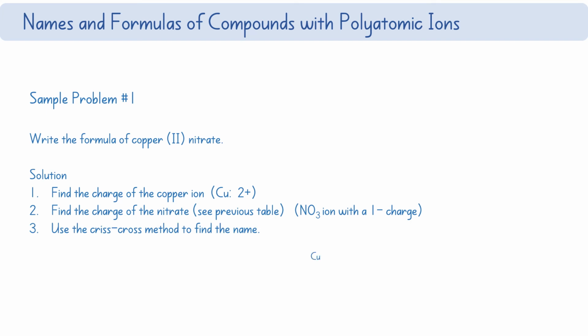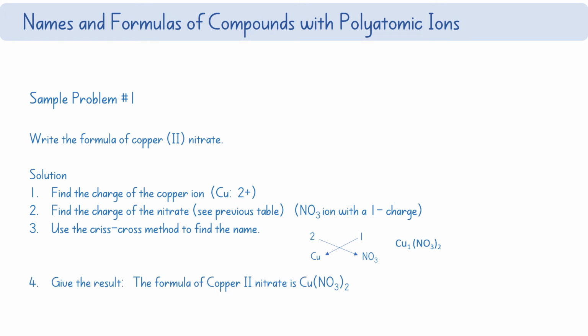Write these values, copper, nitrate, 2, 1, and now use the crisscross method to find the formula. So our formula is Cu1 copper, NO3 2 nitrate. So given the result, the formula of copper 2 nitrate is Cu(NO3)2.